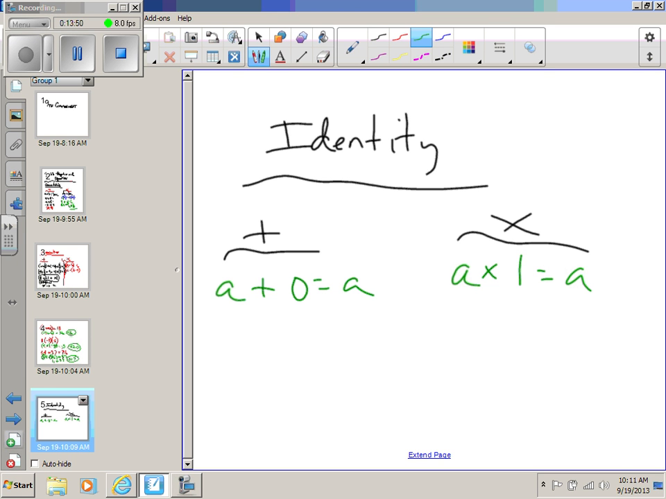So the 0 property is what? 0 property applies to the multiplication. It says anytime you take a number and you multiply it by 0, you're going to get 0. That's the 0 property. So it's a little bit different. Okay? All right?